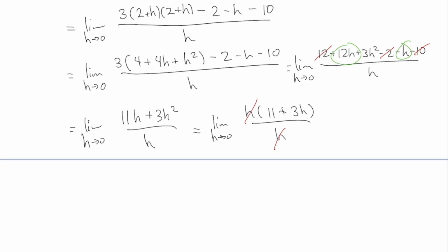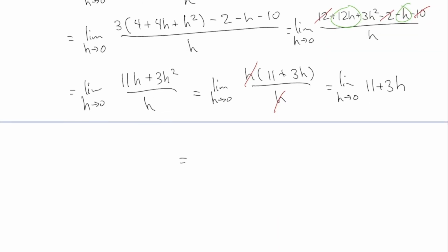All right. And so all that remains is 11 plus 3H. And we finish by plugging in H equals 0. 11 plus 3 times 0, which is 11. The end. That's how we do it. The answer should always be a number.